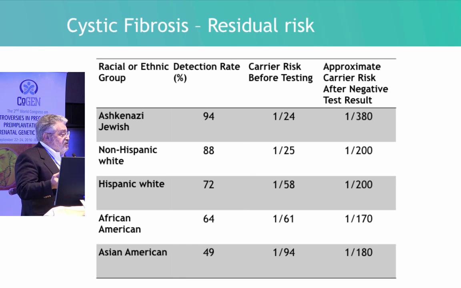And the reason, and I'll show you some data about that in just a minute, is that the mutation frequencies vary among the different ethnic groups. And the implication of that is that in the Asian American group, the detection rate is much lower. The residual risk, the approximate carrier risk after a negative test result, is still about 1 in 180. So when you're screening, you need to let people know what that residual risk is if you're not picking up all or nearly all mutations in a population.